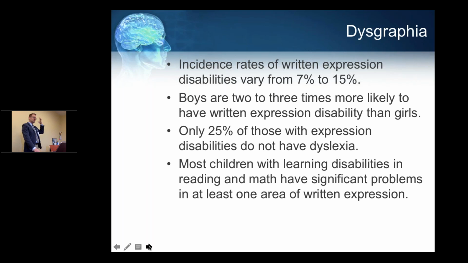So this is what's important. Somebody with dyslexia may or may not also have a disorder of written expression. Somebody that has disorder of written expression, 25% also have dyslexia. So a lot of these go together. Again, it's the same brain. So it makes sense. Most children with learning disabilities in reading and math end up having at least one area of problems in written expression. So it's important that we look at that.